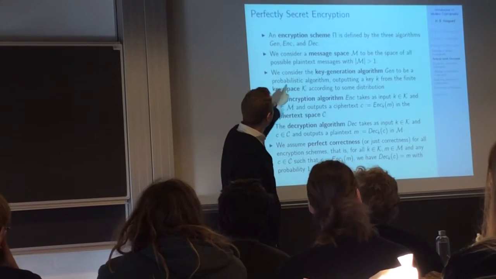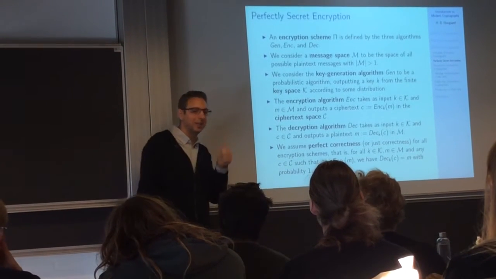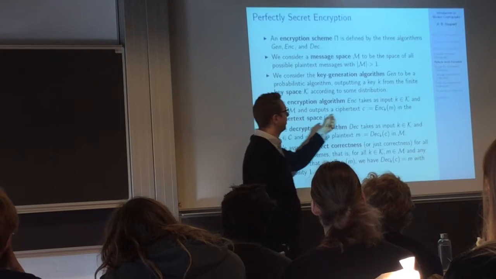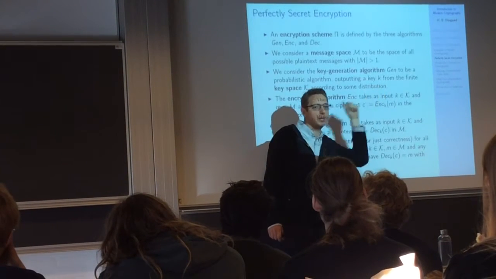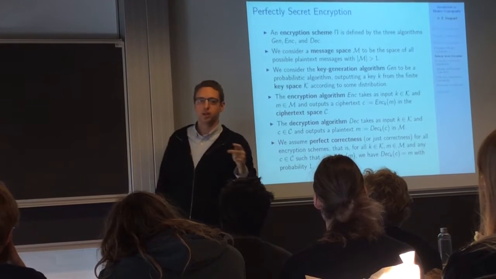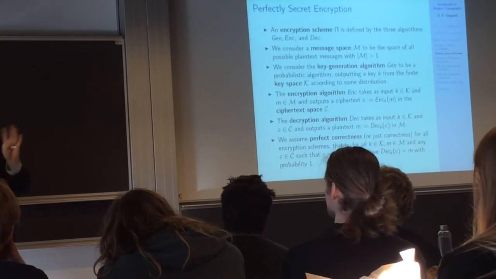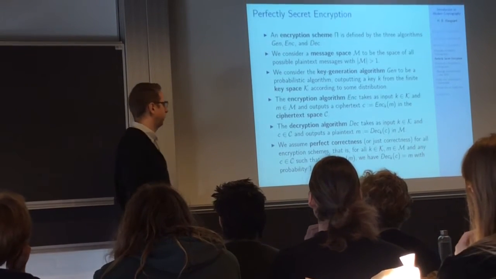Okay, so then we have a key generation algorithm, Gen, and it has to be a probabilistic algorithm. We say probabilistic because if it's deterministic, I can always figure out what the key is going to be. The key needs to be random, so to speak. It doesn't need to be uniformly random, but we usually suppose that. It's easier to work with, and it does some better things.